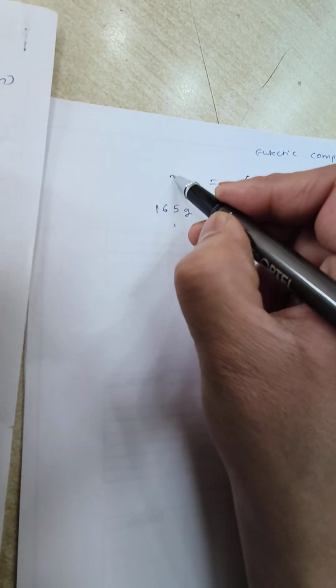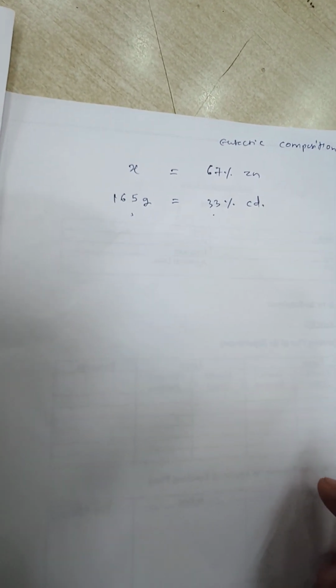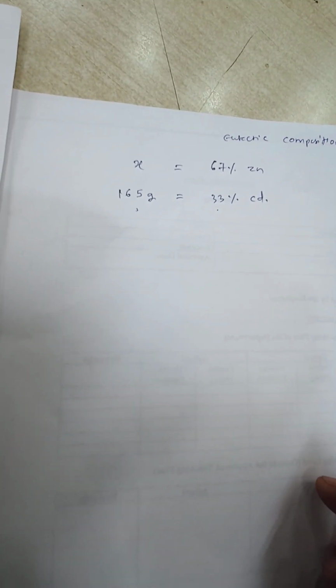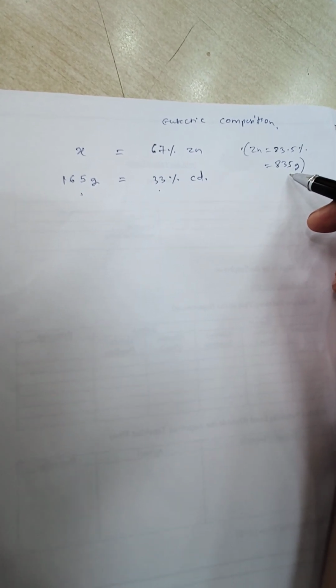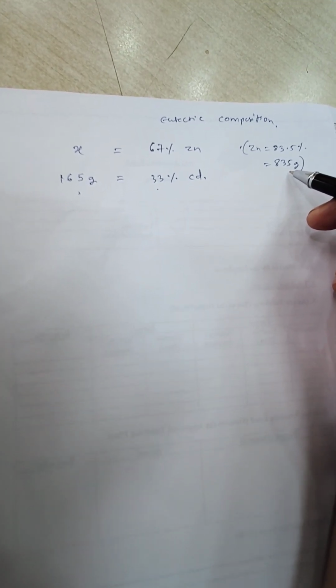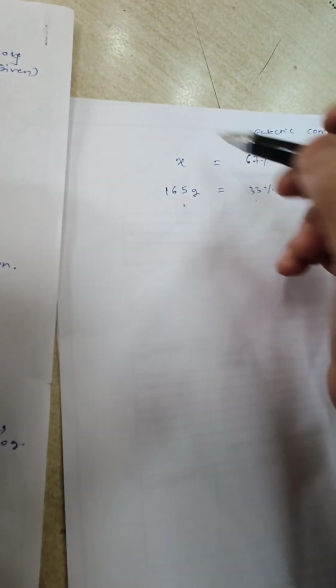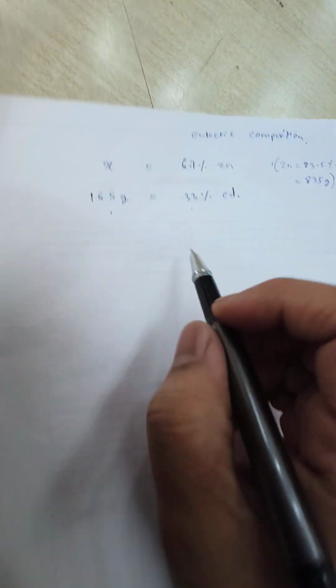So corresponds to Zn 67% out of 835 gram, because what is Zn? 83.5% or 835 gram of the total alloy. Okay, so out of 835, what amount of Zn will go and form eutectic? That will correspond to cadmium. So that will be the first step. So you can write, so this is the equation. So cross multiplication and you will find out x.